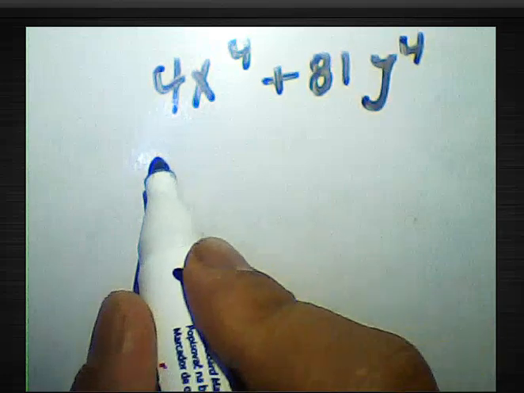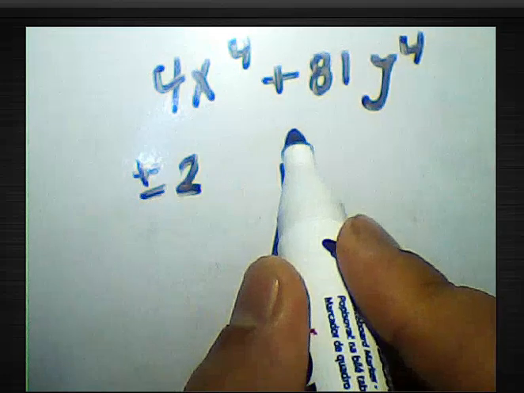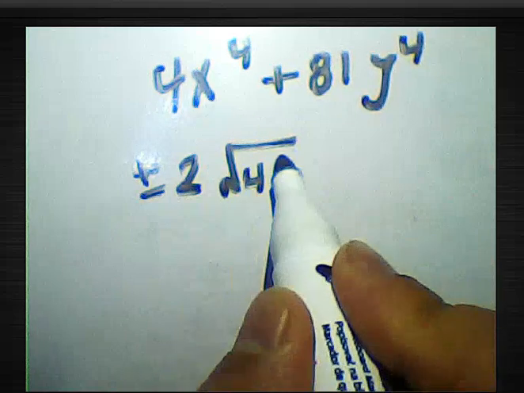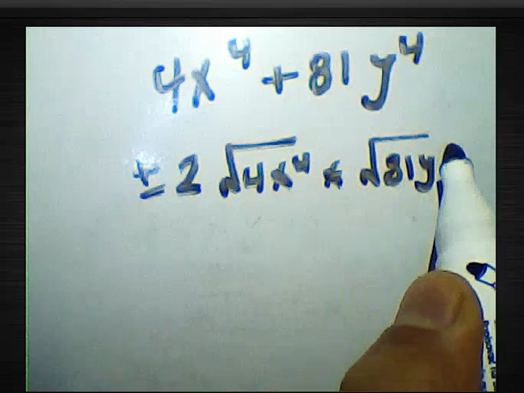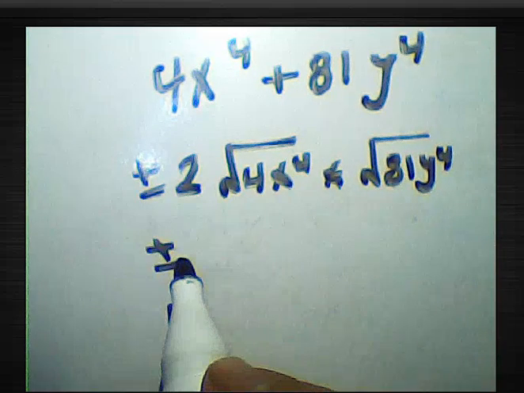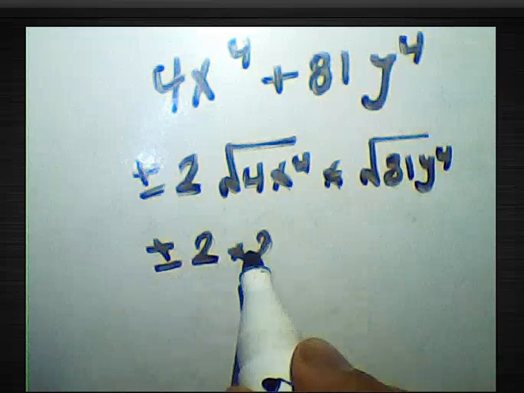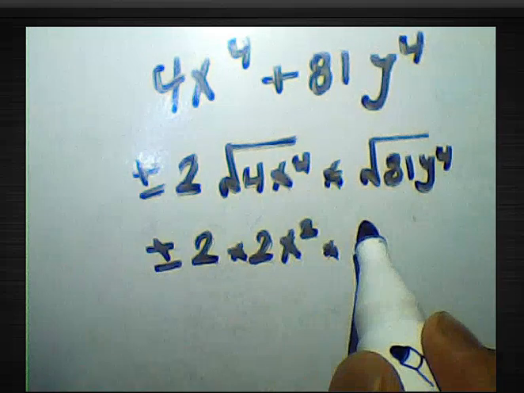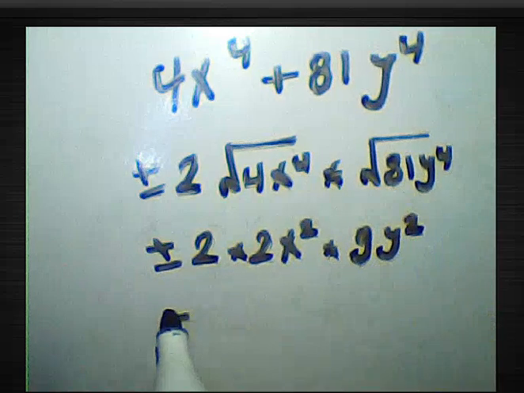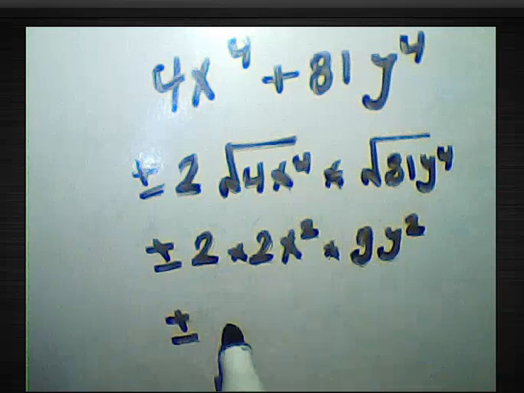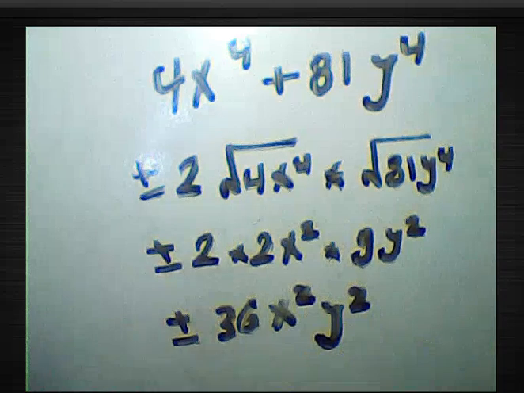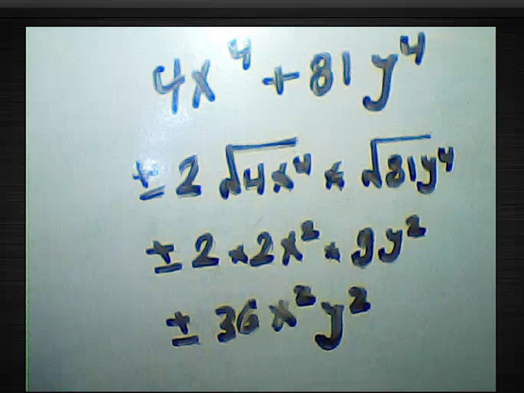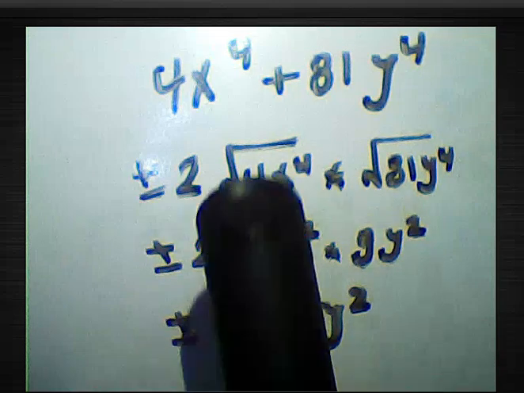We can add and subtract 2 multiplied by the square root of the first term 4x power 4 multiplied by the square root of 81y power 4. It will be positive or negative 2 multiplied by 2x power 2 multiplied by 9y power 2. Positive or negative, 2 times 2 is 4, 4 times 9 equals 36, x power 2 y power 2. We will add and subtract this term in this expression.